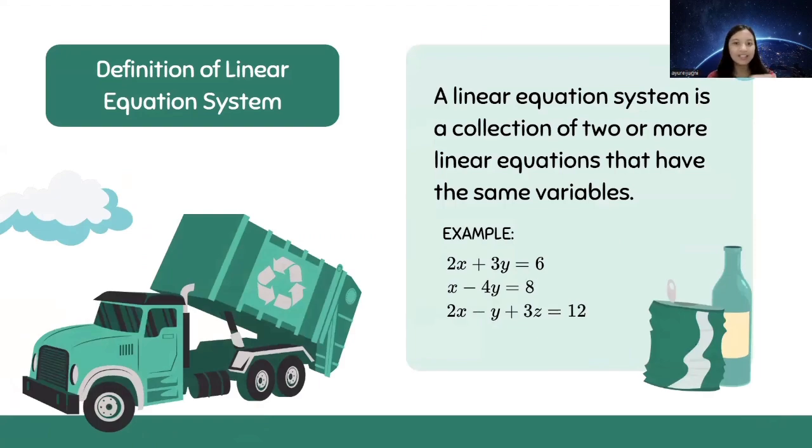Now let's discuss the definition of a linear equation system. A linear equation system is a collection of two or more equations that use the same variables. For example, x plus y equals 10. And another example, 2x minus y equals 4. These two equations are connected because they both use the variables x and y. The purpose is to find the values of the variables that satisfy both equations at the same time.